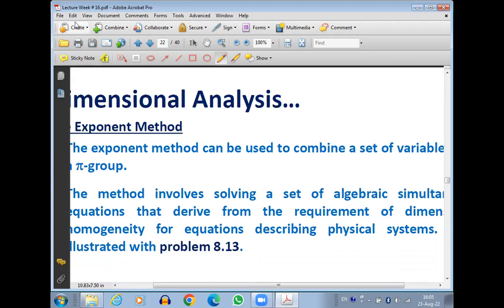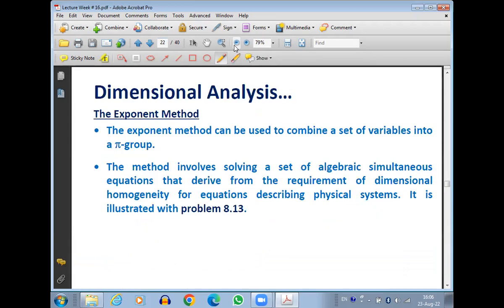So the first method is done here. Now we are going to move towards the second method, which is the exponent method. The step-by-step method is done. If there is anything within the step-by-step method for dimensional analysis which is not clear to anybody, please feel free to ask. Is it clear?